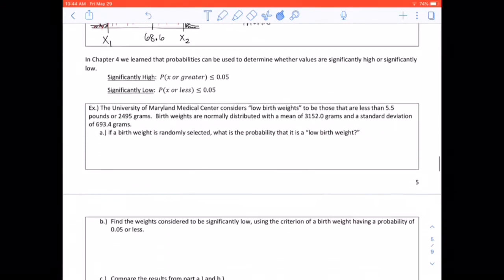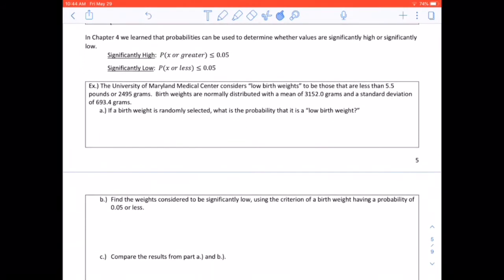So in chapter 4, we learned that probabilities can be used to determine whether values are significantly high or significantly low. And this is what we looked at in the previous example. Significantly high values and significantly low values are where the probability is less than or equal to 0.05. We have another example after this that I'm going to go ahead and circle, and we will work on that together in class.